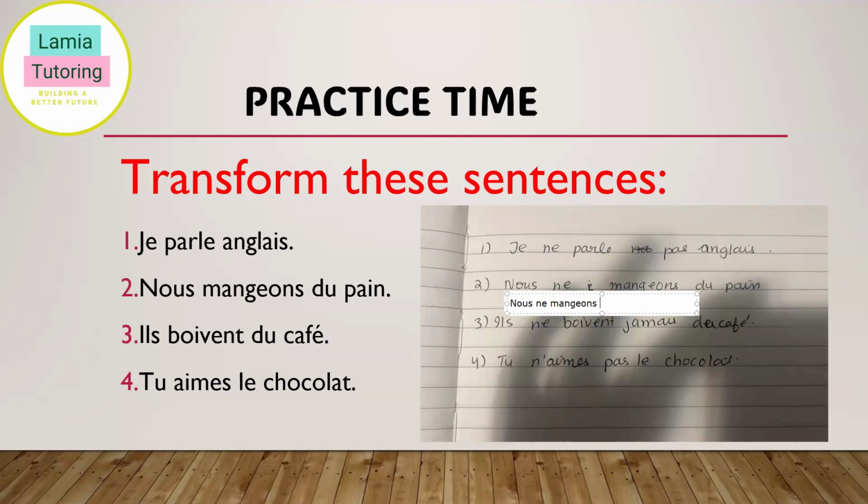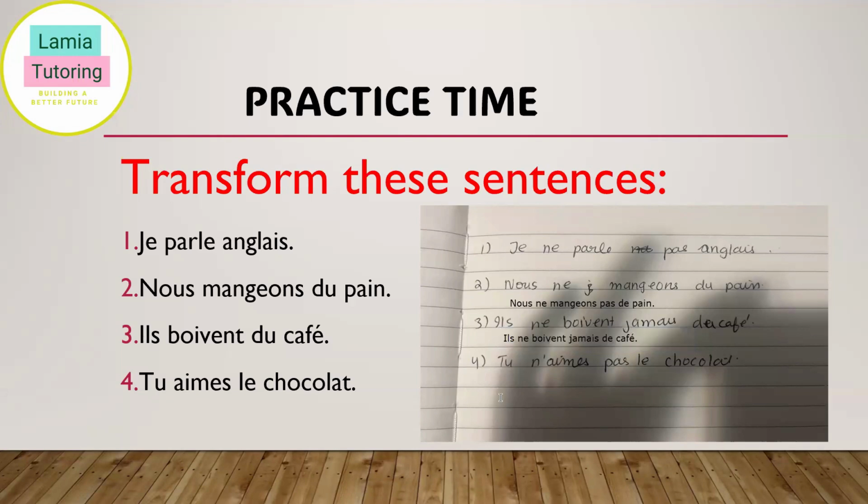But the thing that I wanted you to remember is that once you have du in your sentence, it transforms to de. Ne mange pas de pain. In negative, it transforms to de. Okay, I'll write down. Always. Ils ne boivent jamais de café. Ils ne mangent pas. Nous ne mangeons pas de pain. De café, definitely.